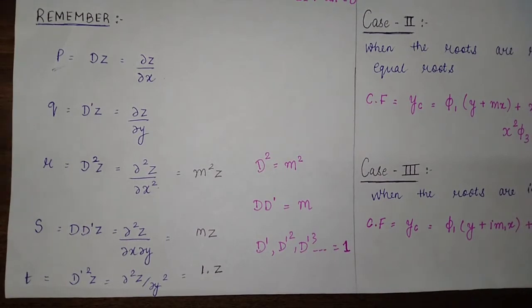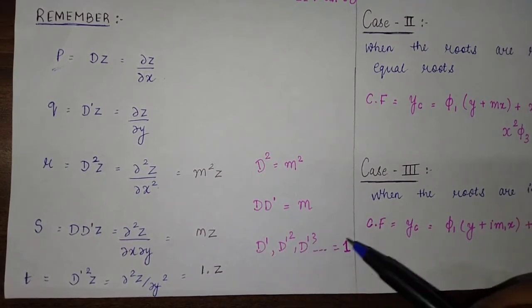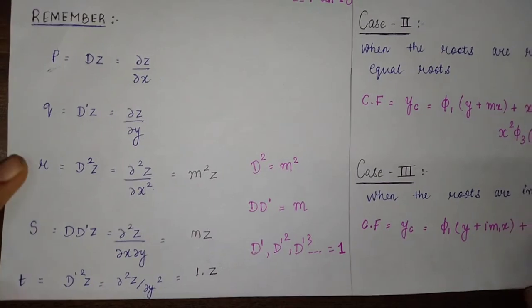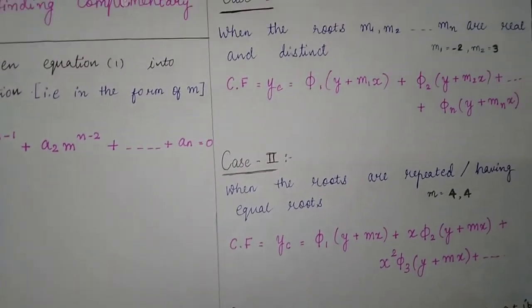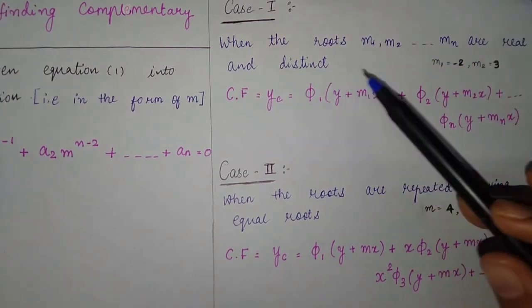In the examples, in place of d square you have to put m square, in place of d dash you have to put m, and if d dash square or anything in the powers of d dash is given, then its value is 1. Okay, so now moving towards the 3 cases. Case number 1: when the roots m1, m2 up to mn are real and distinct.